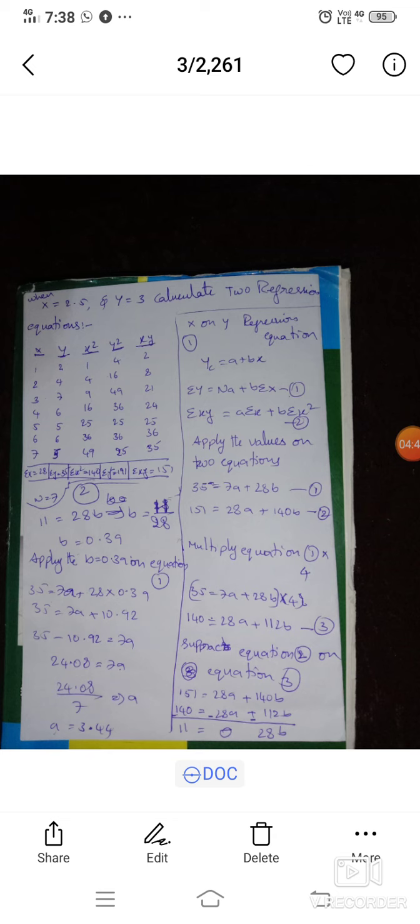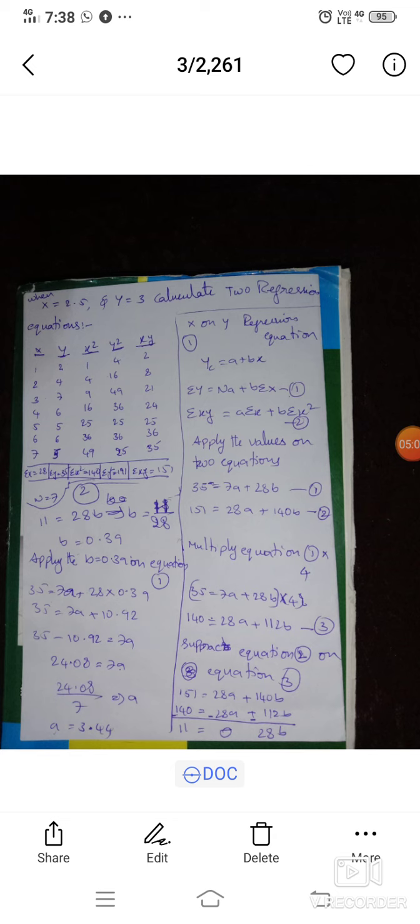Apply the b value 0.39 in equation number 1. Equation number 1 is 35 is equal to 7a plus 28 into 0.39, where 0.39 is the b value. So 35 is equal to 7a plus 10.92. Then 35 minus 10.92 is equal to 7a.